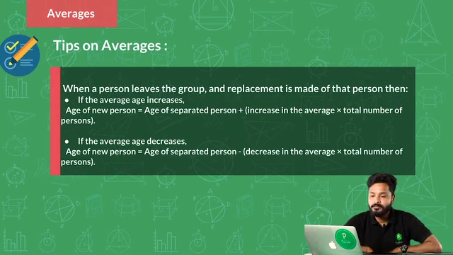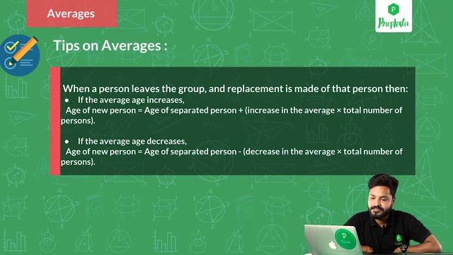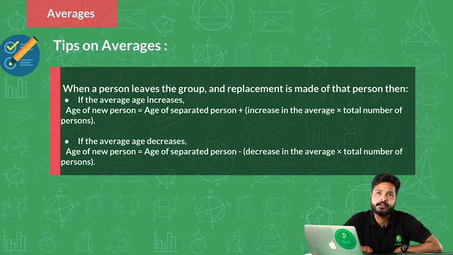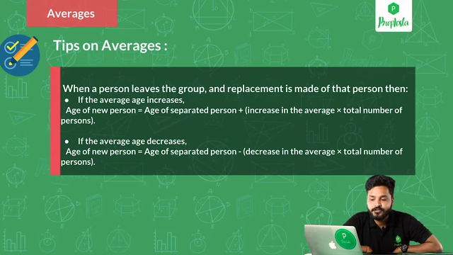Now coming to another very important tip on averages. You will definitely get questions in the exams like this, that a person leaves the group and another person joins the group, and you will be given the old average and the new average and you need to find the age of the new person. So let's say there is a group, one person leaves and another replacement comes into the group. In the overall shift, if the average age increases, and we already know the new average age and the old average age, so that will already be given to us. In that case, we can directly calculate the age of the new person.